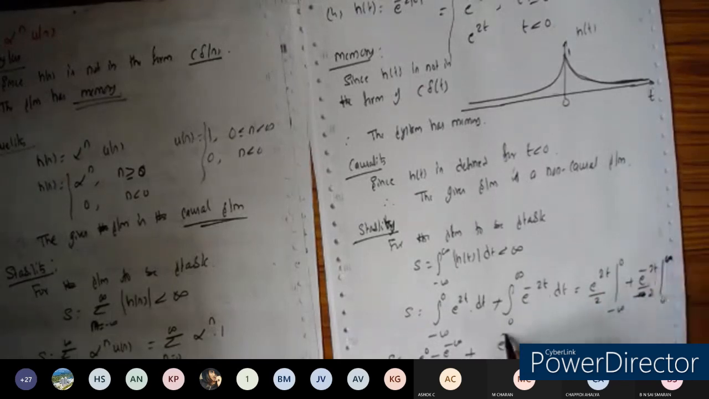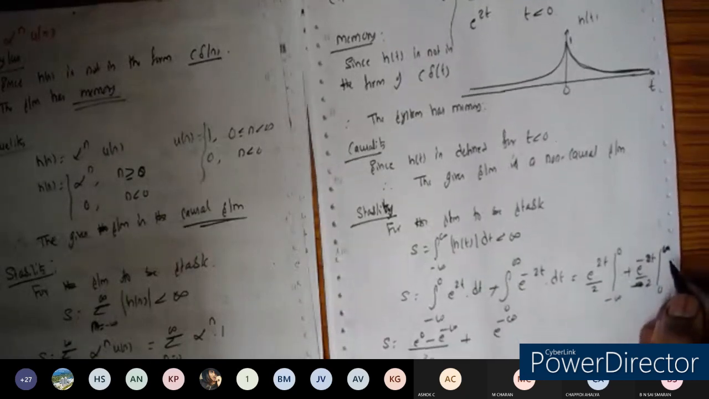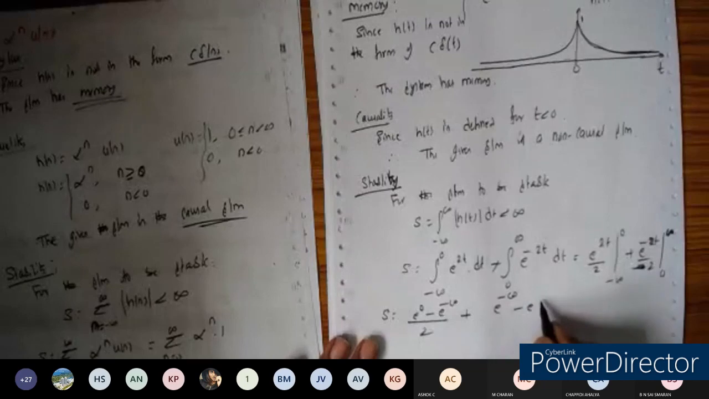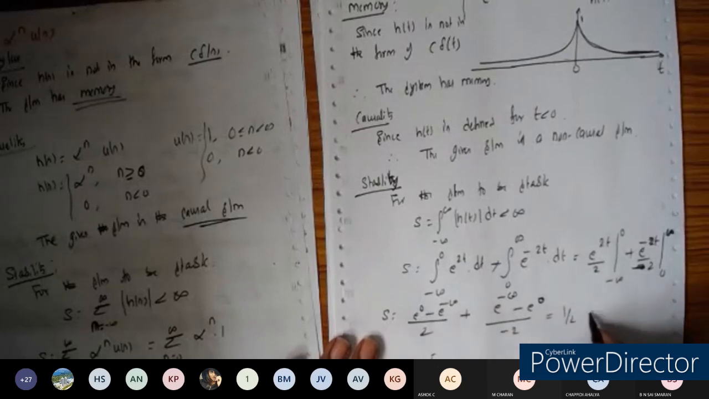Okay, so e to the power of the upper limit is minus infinity. When I substitute t equal to infinity, it will become minus infinity. And the lower limit, e to the power of minus 0, divided by minus 2. Sorry, e to the power of 0 divided by minus 2. So we know e to the power of minus infinity is 0 here, and here also it is 0. So it will become e to the power of 0 is 1. So 1 by 2 plus, okay, minus into minus, this is minus 1, this is minus 2. It will become again 1 by 2. So this will become equal to 1.